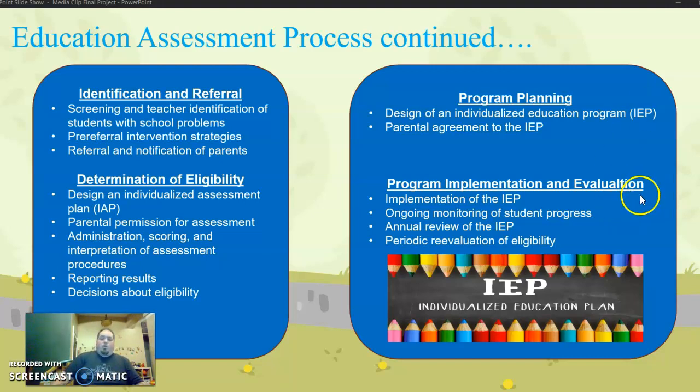And then we move on to the program implementation and evaluation. So once the IEP has been approved and signed by the parents, it should be implemented as soon as possible. Every team member, teacher, or any service worker who has part of the plan, along with parents, must have access to the IEP, as well as any other educational staff that may find it useful for their delivery of curriculum to the student.